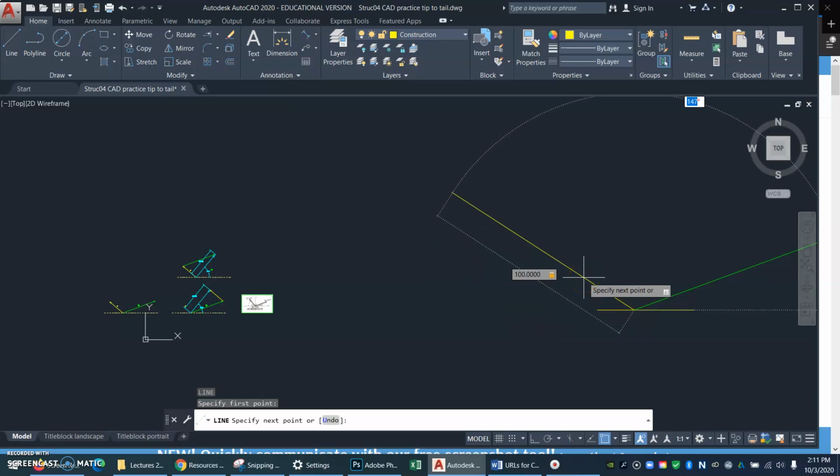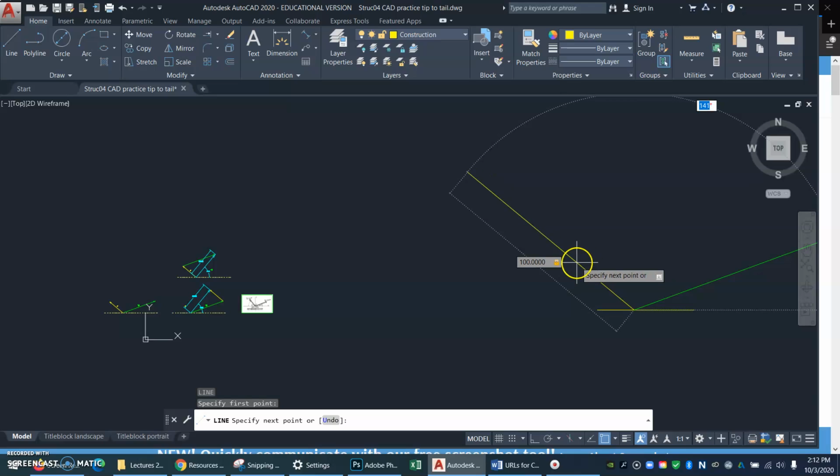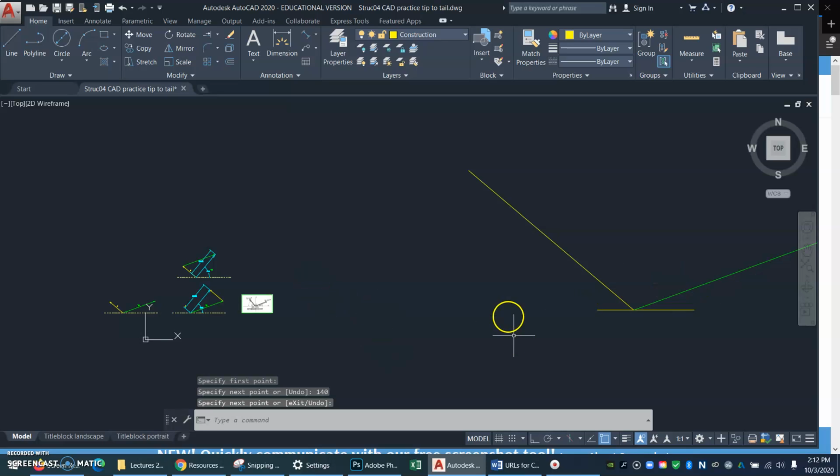Okay, so, my friends, what is 180 minus 40? 180 would be clear over here to the side. I want to go 40 degrees less than that, so I want to go 140, don't I? 180 minus 40 is 140. Enter. There's my line. So you can see why we were talking about reviewing geometry earlier.